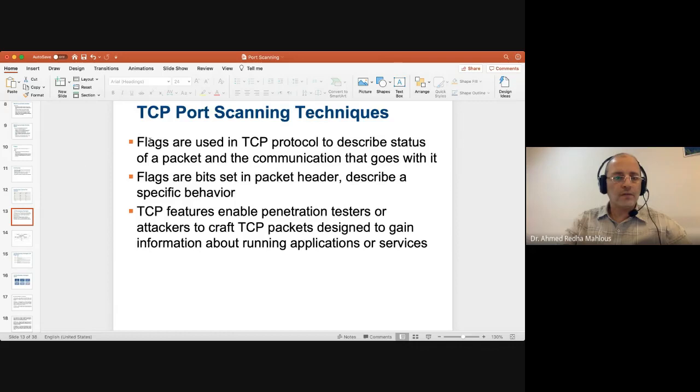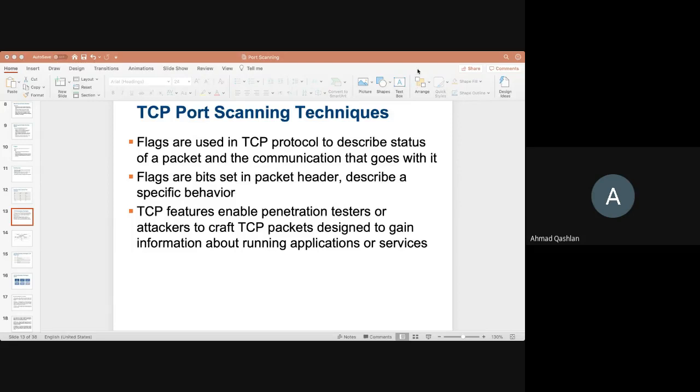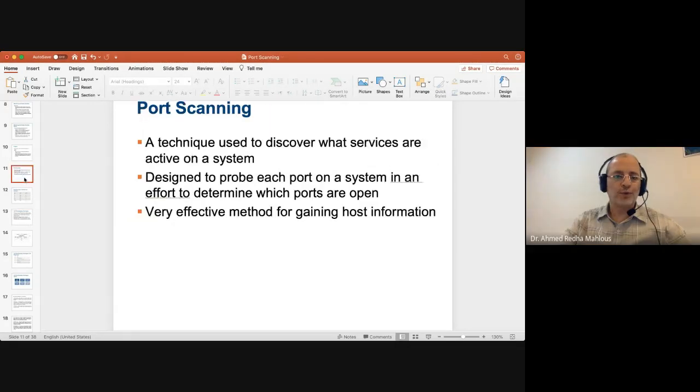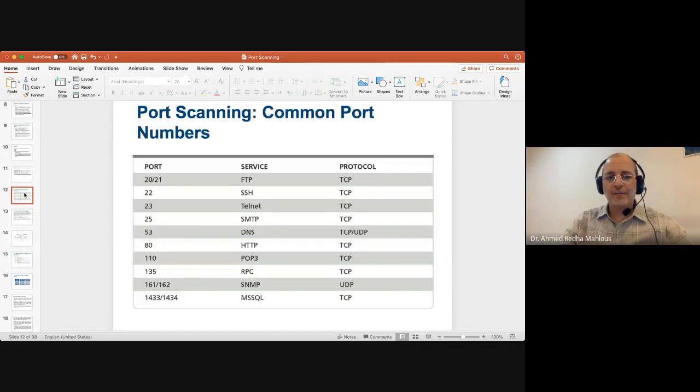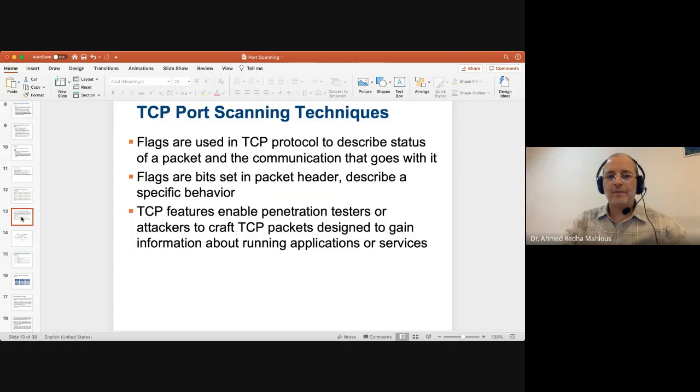So, did you hear my explanation about the flags or not, Shabab? No, we stopped at active and passive. We were talking about the port. Is it active or passive? Okay, so in port scanning, we finished this slide. Okay, so I think we stopped here.